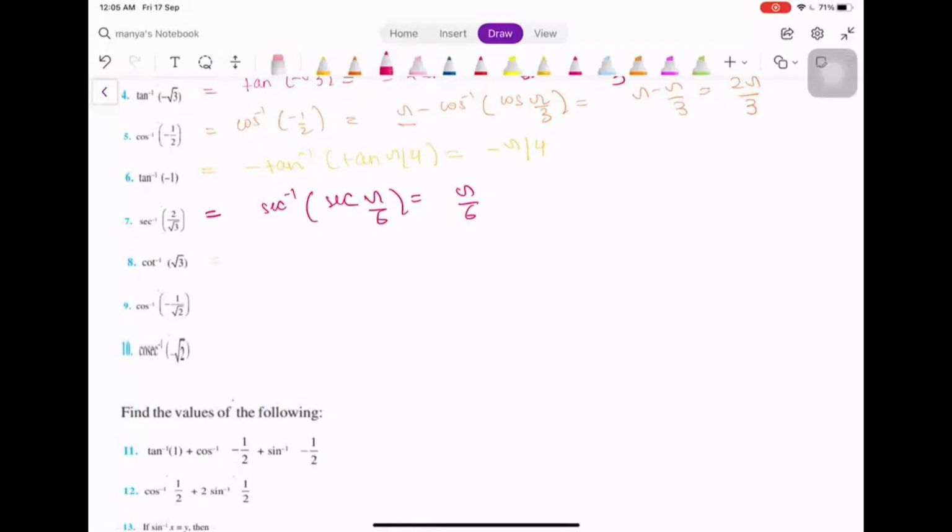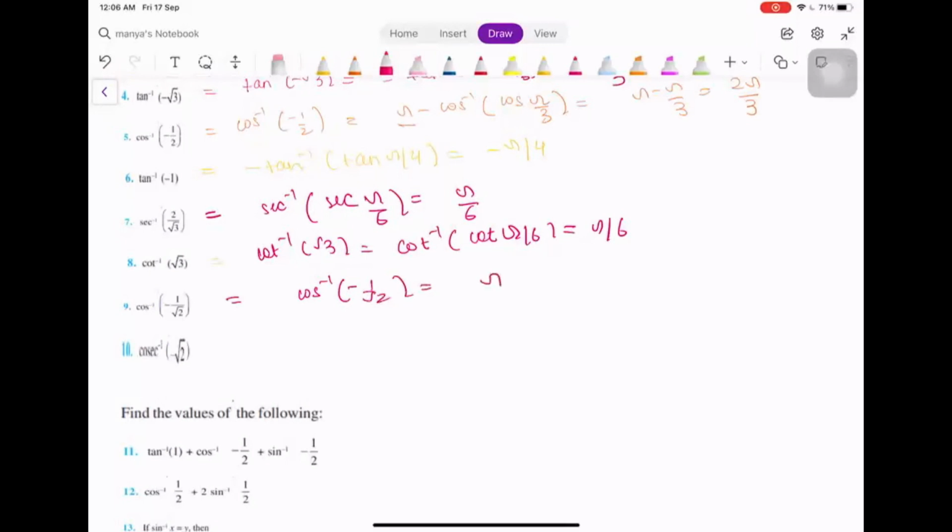Then after this it's cot inverse root 3. Cot inverse root 3 would be equal to cot inverse cot. In tan, root 3 is at 60 degrees, so cot will be at 30 degrees. So it would be pi by 6. So the answer is pi by 6. Now we need to find again cos inverse minus 1 upon root 2. Now if there is a minus inside cos, then pi minus cos inverse cos pi by 4. So the answer would be 3 pi by 4. Hope it's clear to you.